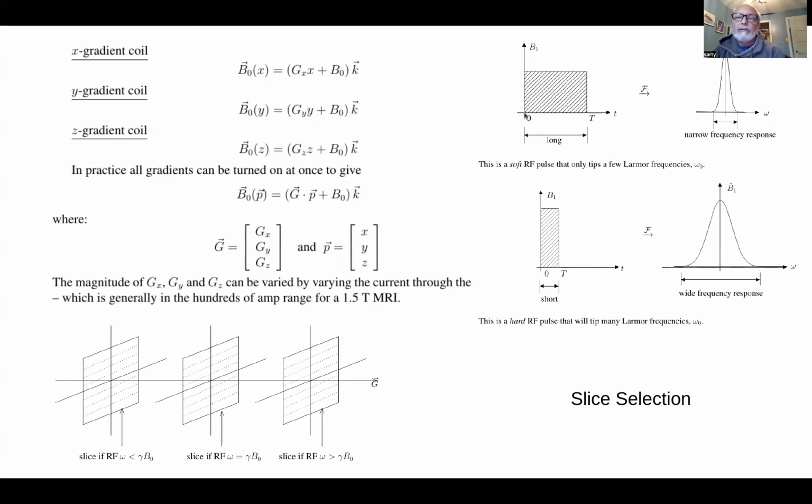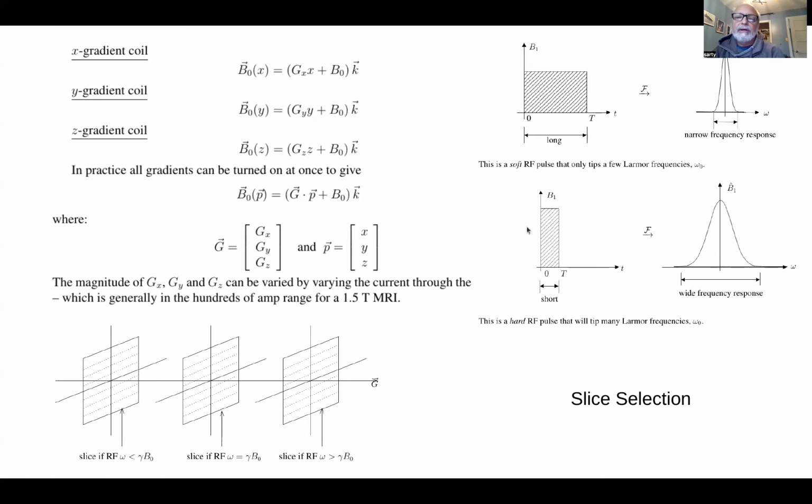So a long pulse with a low amplitude, because it's a low amplitude, it's called a soft pulse. And it's a way to get a narrow frequency response or equivalently a narrow slice thickness. A hard RF pulse is just approaching an impulse. An impulse would excite everybody, because the Fourier transform of an impulse is everything. So that's a hard RF pulse.